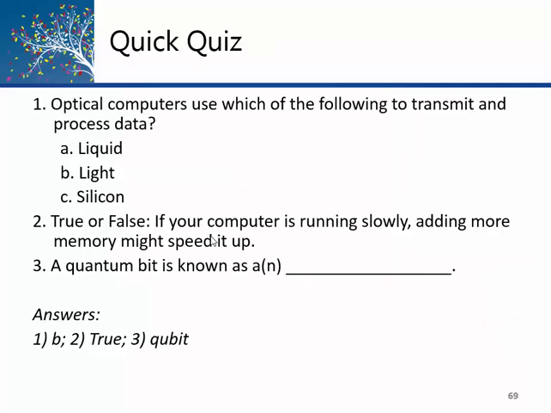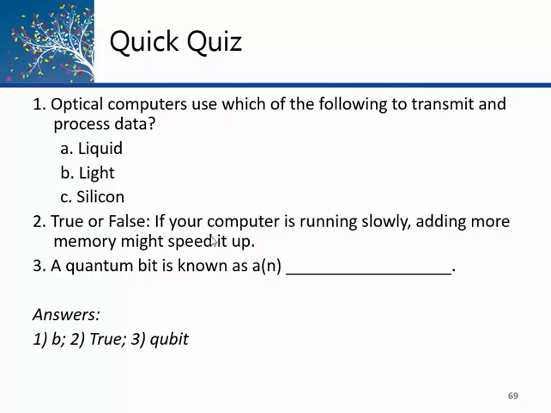So our last quiz here, optical computers use which of the following to transmit and process data? They use B, light for that, optical light. True, false. If your computer is running slowly, adding more memory might speed it up. That is true, especially if your performance gets worse as you have 2 or 3 or 4 or more programs open. You know, it starts off fine when you first boot it up, but once you get a couple of programs going, it really slows down. Then you know that adding memory could improve your performance significantly.